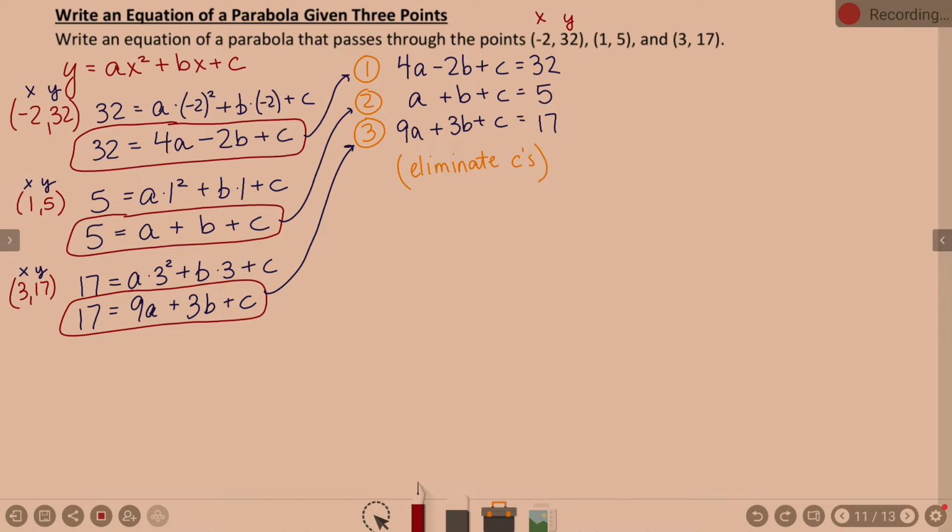Okay? So I personally am going to multiply number 2 by a negative 1. So I'm going to use equations 1 and 2 right now. Equation 1 is going to stay 4a minus 2b plus c equals 32. Equation 2, if I multiply that by a negative, negative a minus b minus c equals, don't forget to change the sign, negative 5.